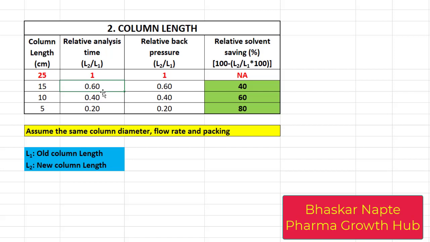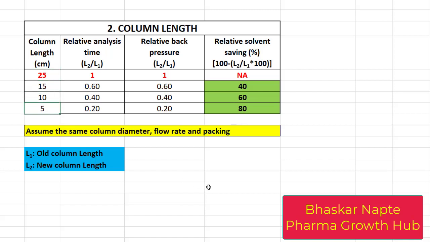So with the decrease in column length, you can certainly save this much amount of solvent cost. With the 15 centimeter column, you are going to save 40% of the solvent consumption. With the 10 centimeter column, you are going to save almost 60% of the solvent consumption. And with the 5 centimeter column, you are going to save almost 80% of your solvent consumption. Please understand, this comparison is made with the 25 centimeter column. So the 25 centimeter column is considered, and against that I have calculated the solvent saving for 15 centimeter, for 10 centimeter, for 5 centimeter.